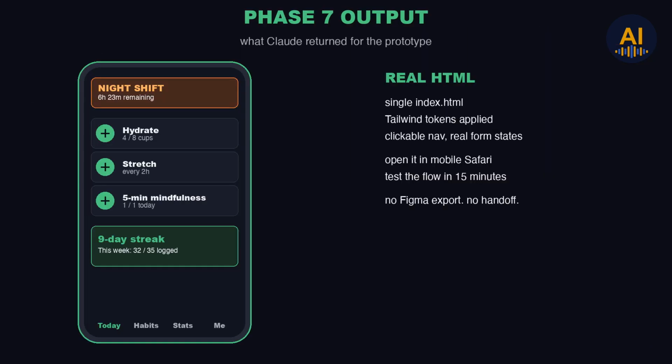Phase 7 in Claude Code returned this. A single HTML file with Tailwind. The today screen, the habits list, the stats screen, all clickable. Color-coded shift status. Single-tap habit log, real form states. Open it in mobile Safari, and the flow is testable in 15 minutes. Real HTML beats a Figma click-through every time.